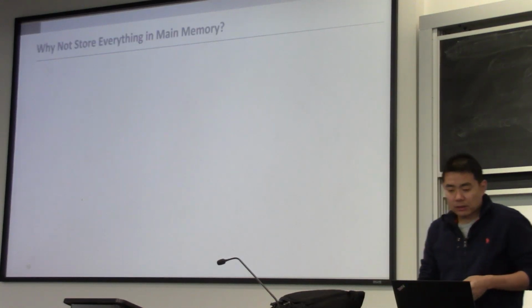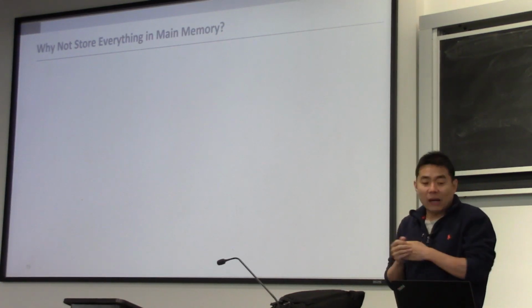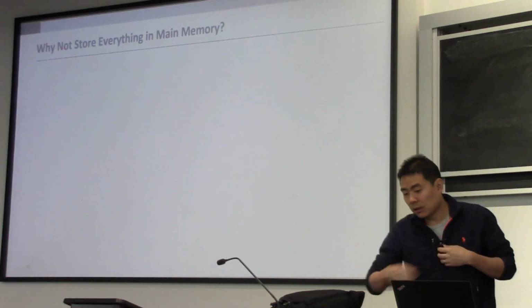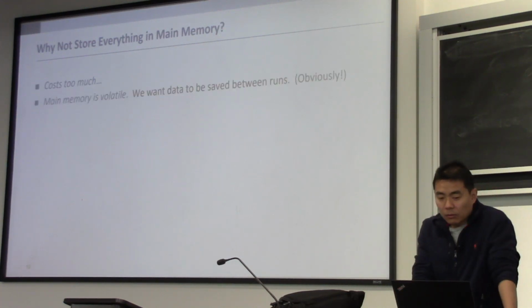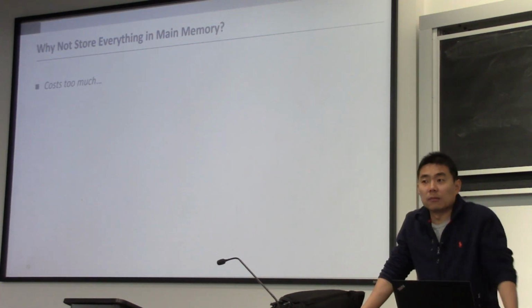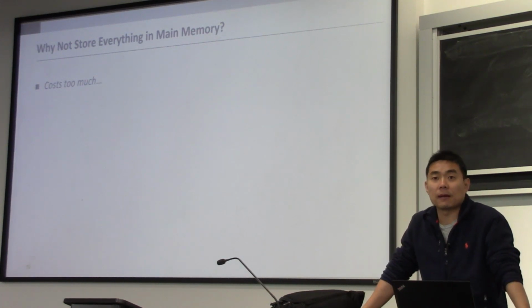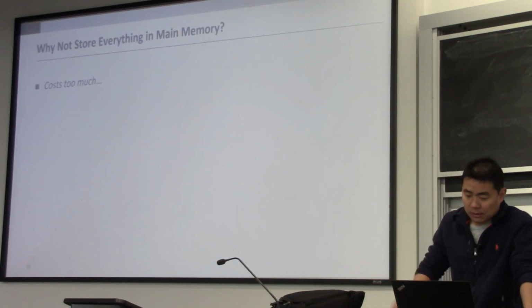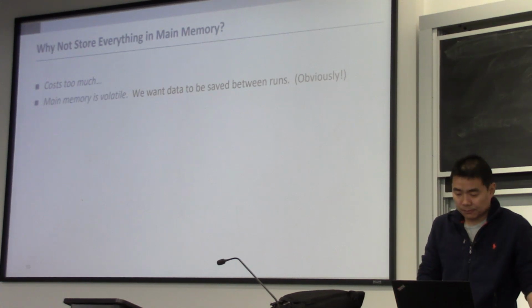Before I talk about the buffer, let's look at why we don't store everything in main memory. What's wrong with that? Well, first of all, it costs too much. Main memory price per byte is still much more expensive than disk, either solid state drive or hard drive. Secondly, main memory is volatile, meaning if you lose power or the system crashes, whatever you store in main memory will be gone.